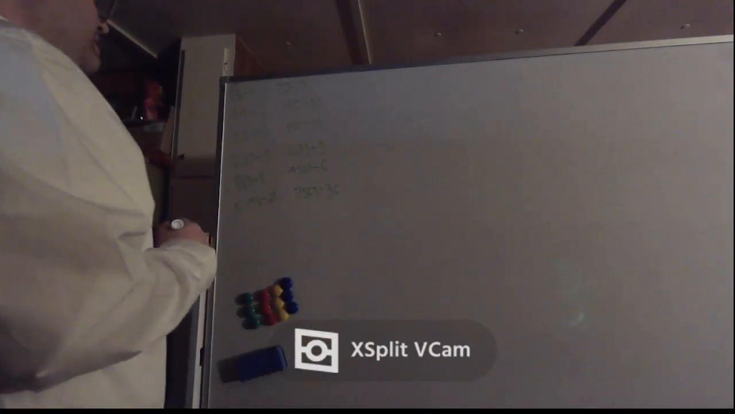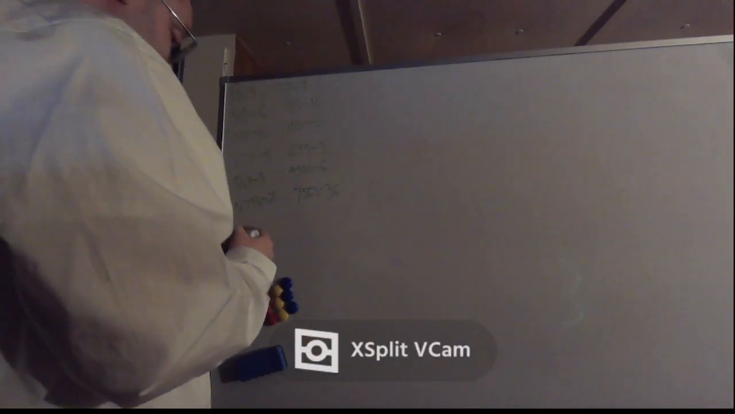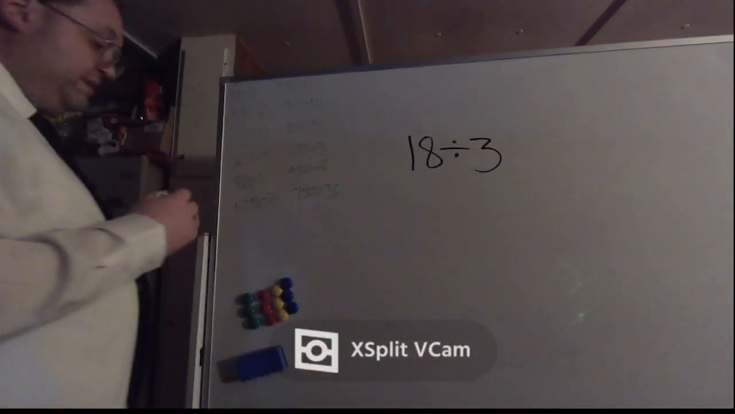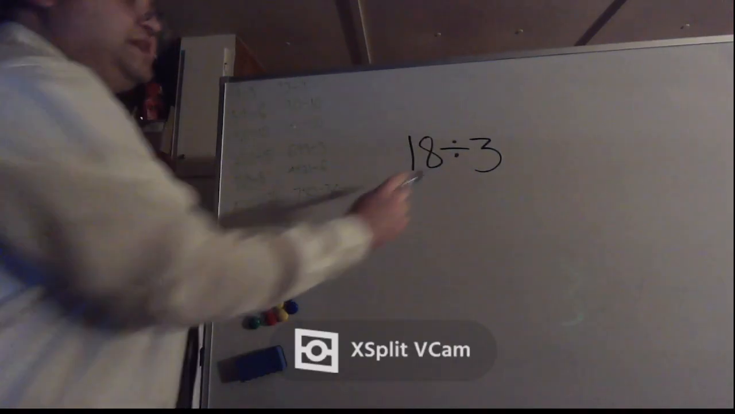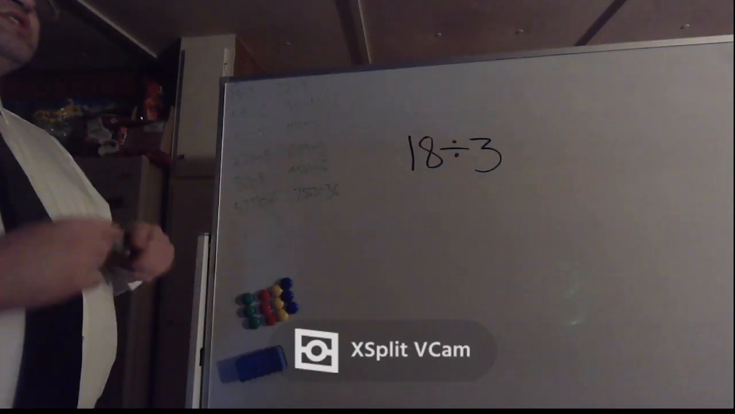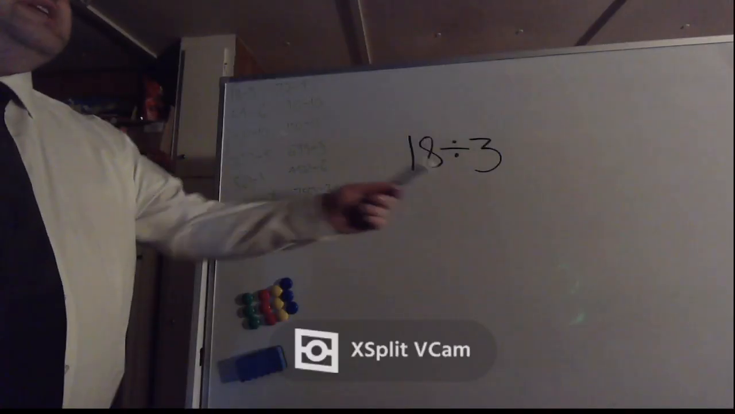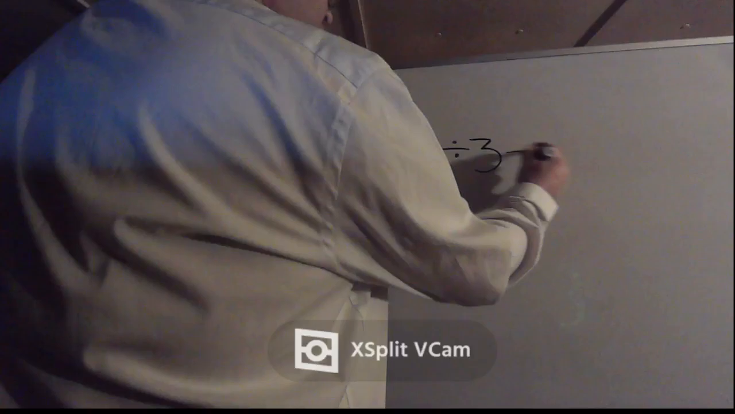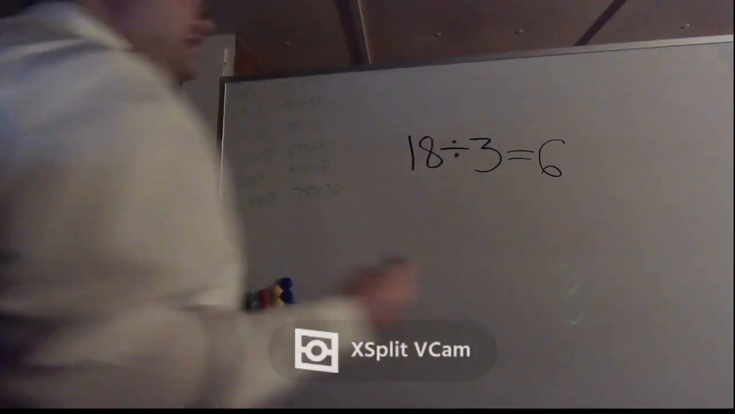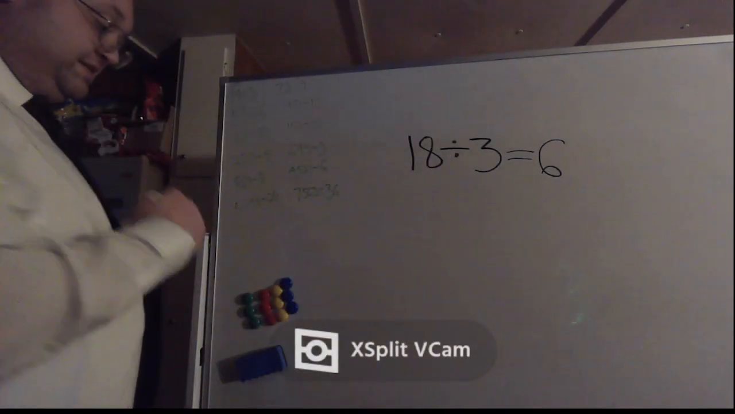Okay, then. So, I'm going to start with a couple problems here. We have 18 divided by 3. So, how many times does 3 go into 18? Or 3 times what equals 18? You're going to start hearing me say 3 goes into 18 how many times? If we remember our times tables, it's 6. 18 divided by 3 is 6.